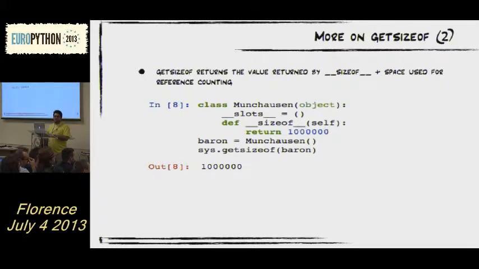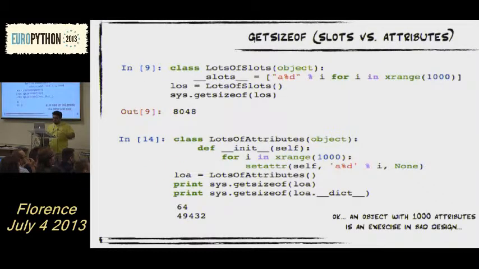Still getsizeof is fooled by this. And we can also see that getsizeof automatically considers some of the slots, okay? But it doesn't consider attributes. So the dict is basically ignored.